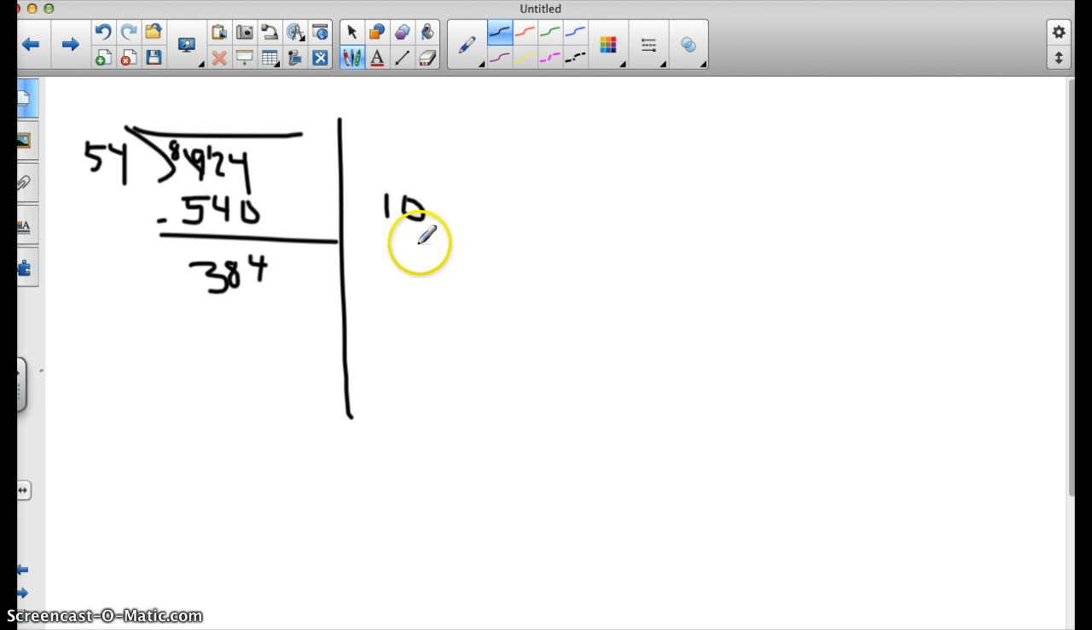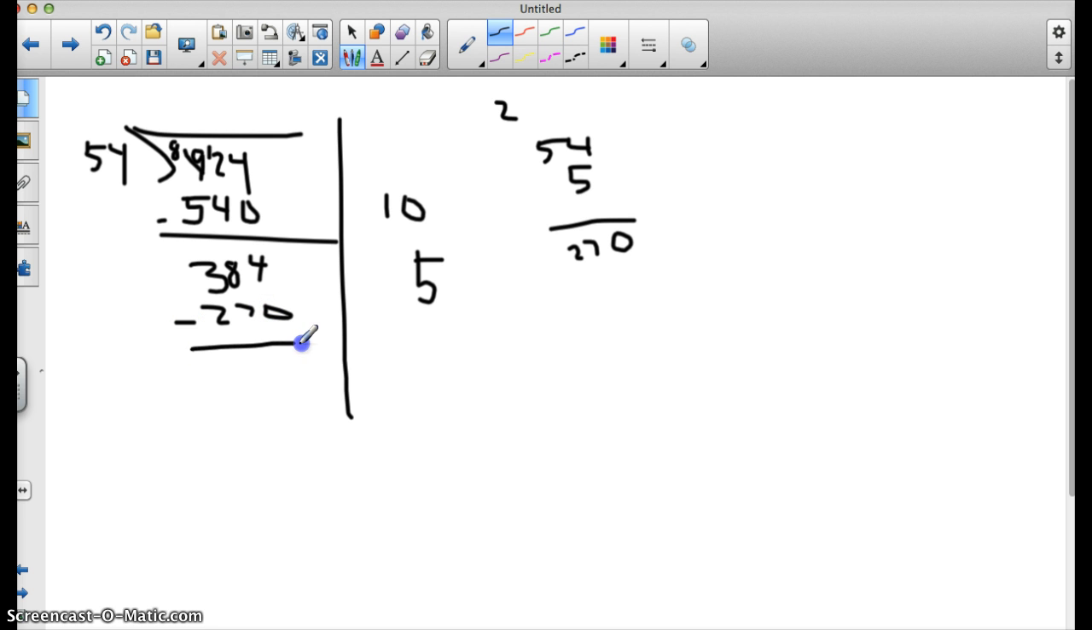Alright, well I'm going to try and use a 5, let's say. Let's try a 5. It's easy to multiply. So 5 times 54. 5 times 4 is 20. 5 times 5 is 25, plus the 2 is 27. Hey, that works, 270. Awesome. So let's subtract again. 4 minus 0 is 4. 8 minus 7 is 1. 3 minus 2 is 1. I have 114.